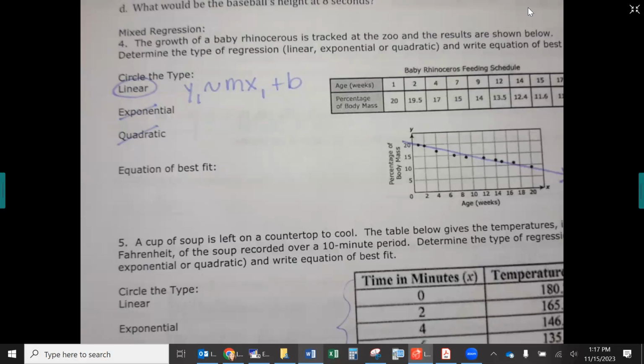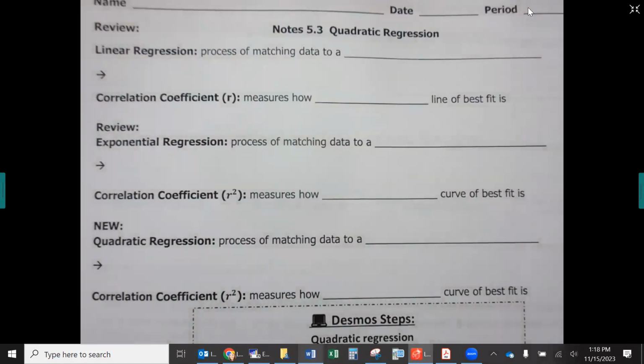All right. Okay, so today we are doing our last day of regression. So if you'll take a look at your notes for today, we're going to go over the two types that you've already learned.